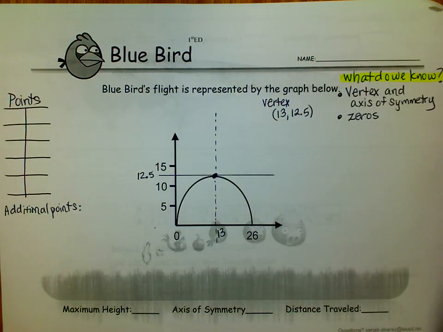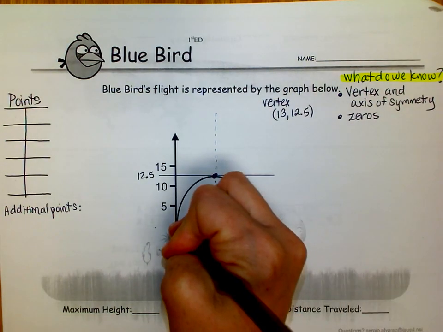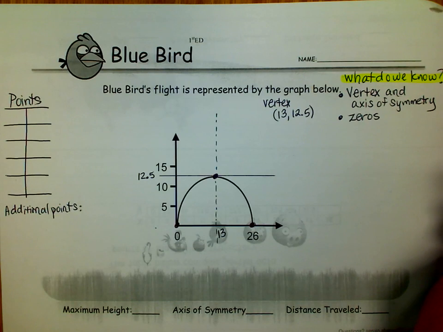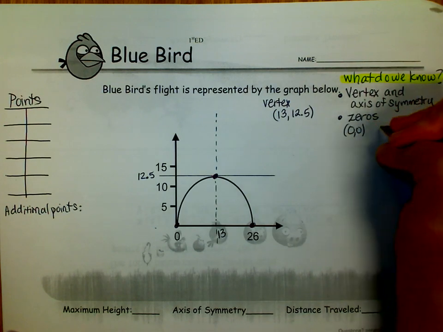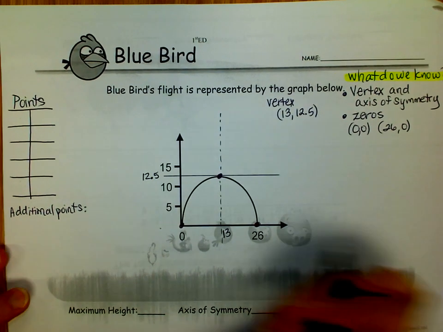12.5. Okay, now we also know that we have the zeros because you can see right here that our graph crosses the x-axis. Our x-intercepts are at 0 and 26. So our zeros are the point 0, 0 and the point 26, 0. Okay, so let's go ahead and take that information and put it over here in our table.